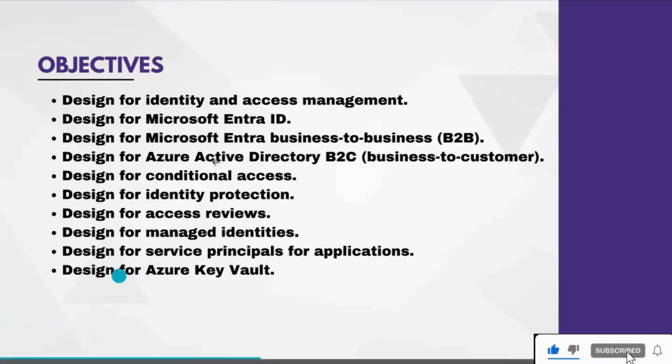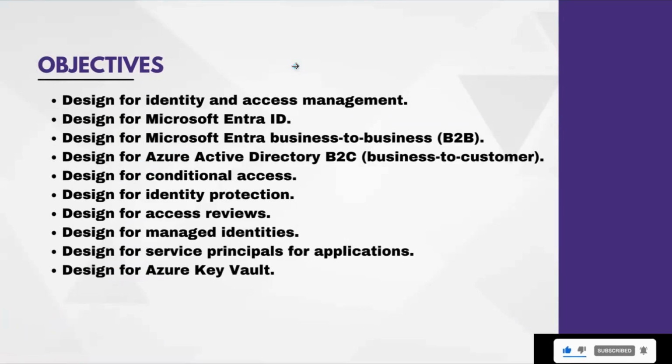So what we're going to learn in this section, right? We have to talk about design for identity and access management, design for Microsoft Entra ID, design for Microsoft Entra business to business B2B, design for AAD B2C, design for conditional access, design for identity protection, design for access review, design for managed identities, design for service principal for application, design for Azure Key Vault. So this is the theoretical part. I'm not doing any practical here, but in future, once we start doing the real designing, I will show you how you're going to take these examples and concepts and use them in your particular designing and documentation. That is very important for the architect.